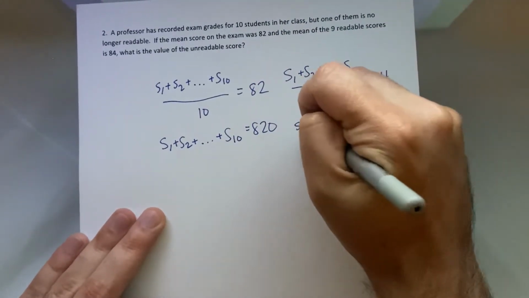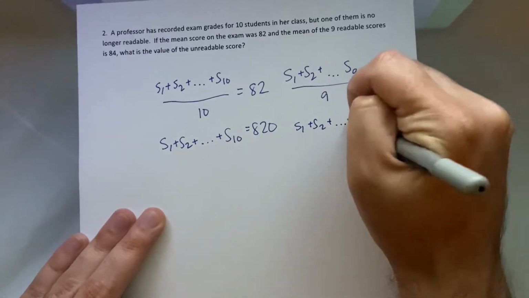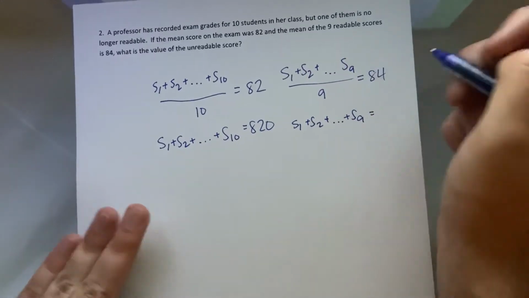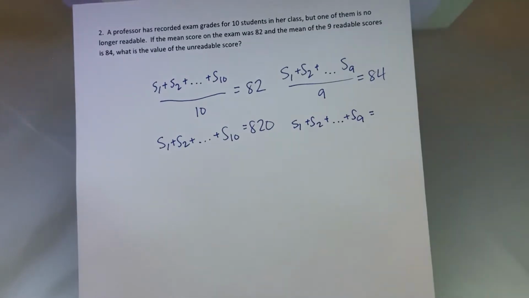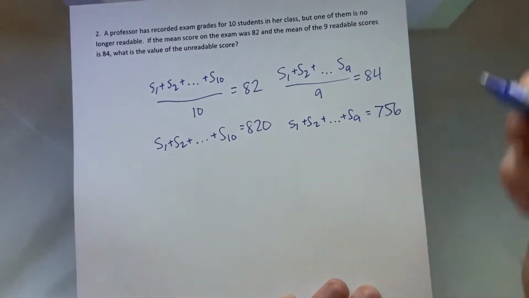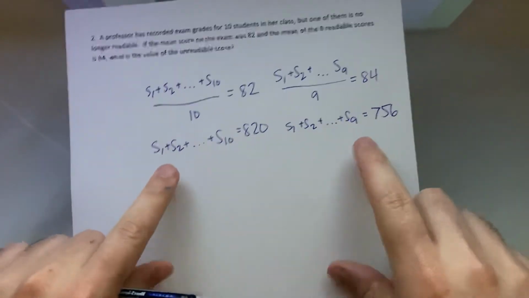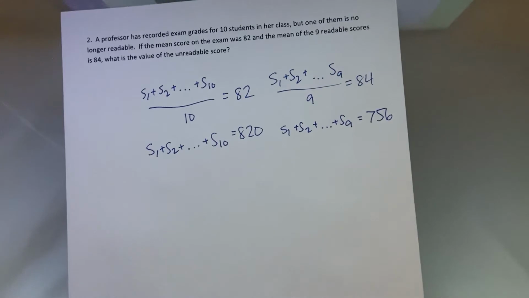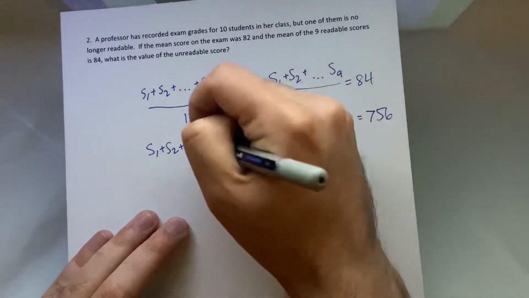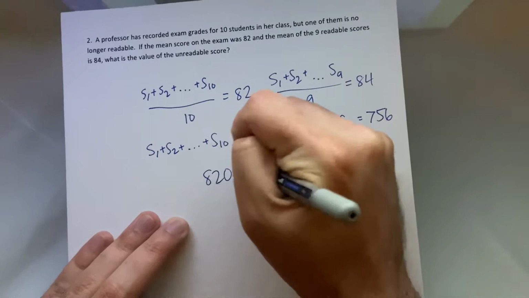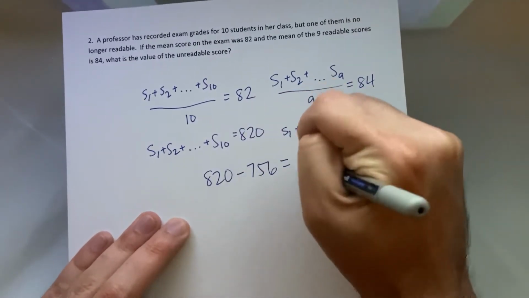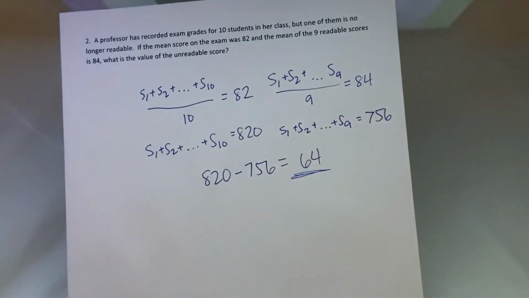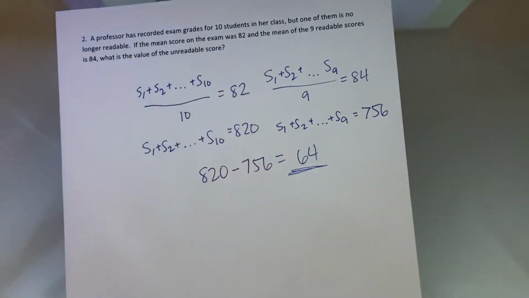Now all of the scores except the missing one add up to 84 times 9. That would be 720 plus 36, which is 756. What does that tell me? That tells me what's the only thing added here on the left that's not added on the right, that 10th score. So I should be able to subtract these two totals to see what it is. And that leaves the last score at a 64, which makes sense because the average comes down from 84 to 82 when it's in the picture, so it should be lower than the average.